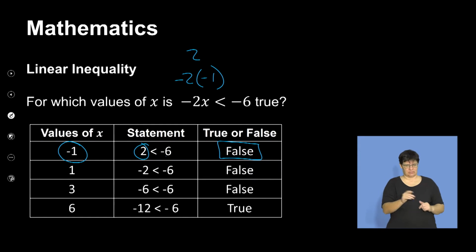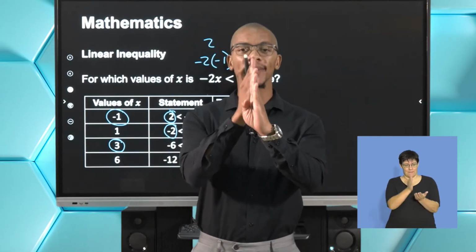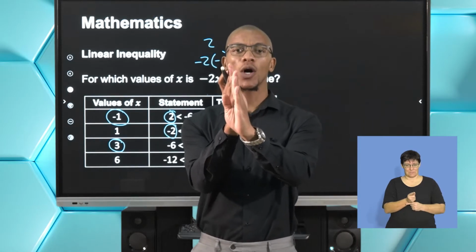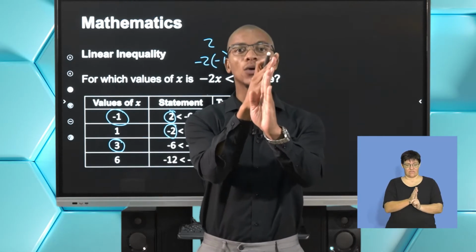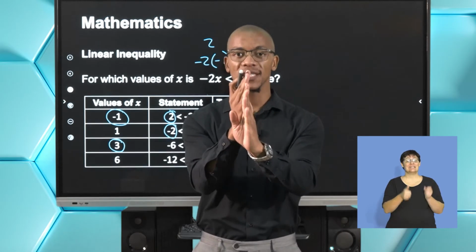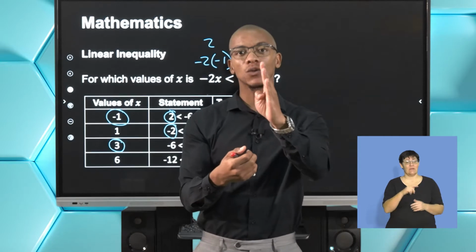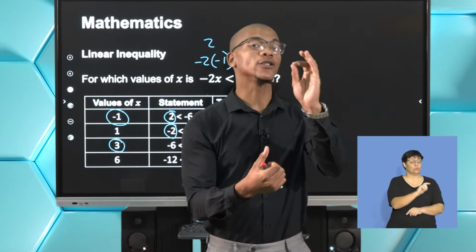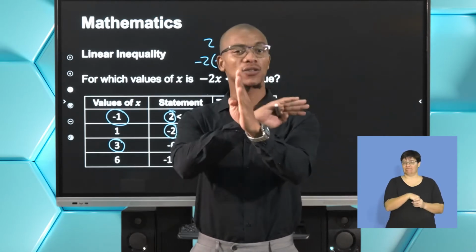If I choose 1 as my x, the left-hand side is -2, and it says -2 is less than -6. You can see this is also false. If I now take 3, it says -6 is less than -6, but this is false. The interesting thing here is that we are at the midpoint of our solution, right? The value that gave us the -6 was 3. So everything that we used that was less than 3 did not give us a true solution, and even 3 itself does not.